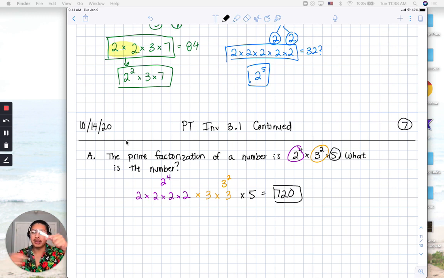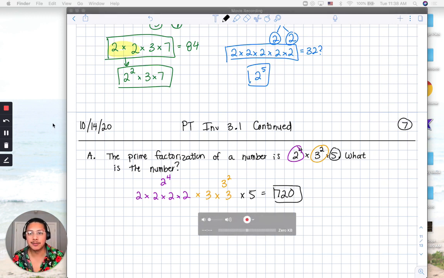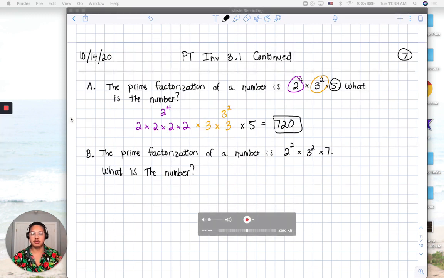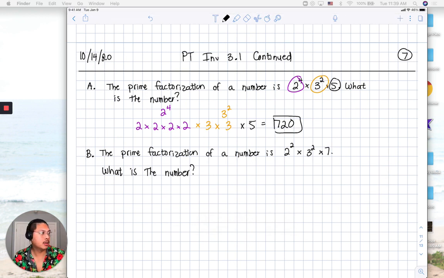You see how we're working backwards here now? I give you the prime factorization and you're going to tell me what is the original number. All right, let's work through one more example. All right, go ahead. Take a moment, pause the video, write this question down. All right, the prime factorization is 2 to the 2nd power times 3 to the 2nd power times 7. What is the number? Now, I want you to go ahead and pause the video and see if you can answer this question on your own.